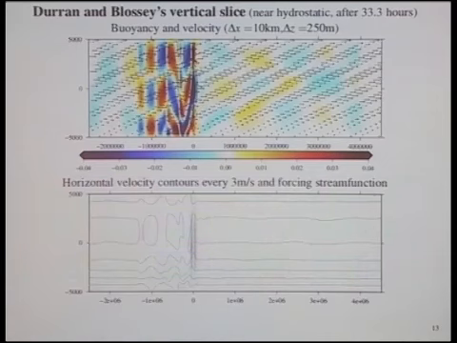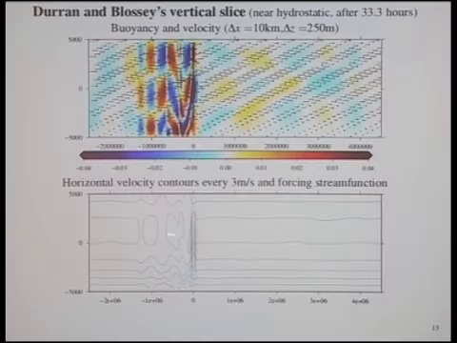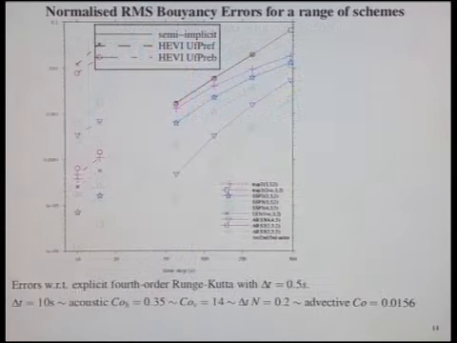The test case I've been using is the vertical slice that Duran and Blossey used. We've got a gravity wave generator here. This is the buoyancy and the winds. And this is the horizontal velocity. Gravity waves are generated by this stream function doing this. The wind is going this way, and so the gravity waves are generated upstream. And I've got errors for a load of different time steps. These lines are semi-implicit, and these lines over here are HEVI.